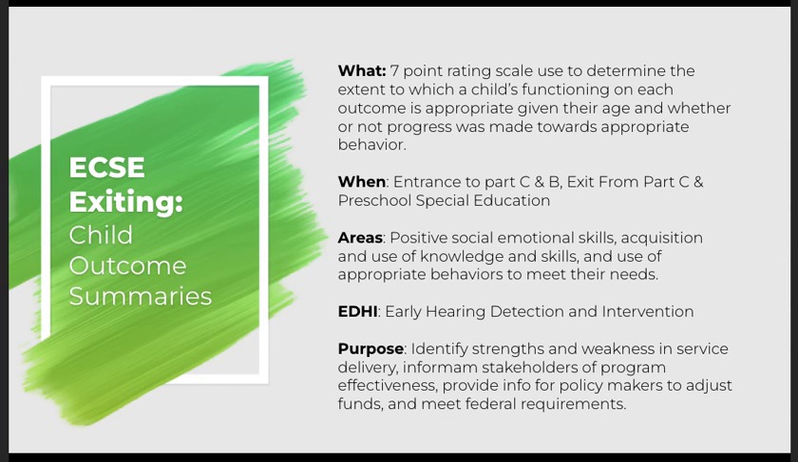You complete a child outcome summary form at the entrance of Part C and B, exit from Part C, and preschool special education. Those are all of the times that it's reported to MDE. The areas that a child outcome summary covers are positive social emotional skills, acquisition and use of knowledge and skills, and use of appropriate behaviors to meet their needs.